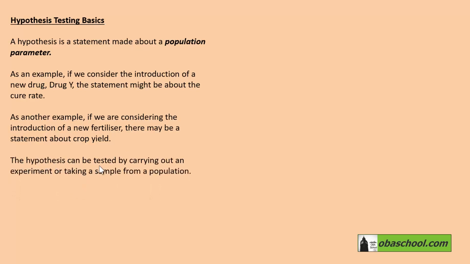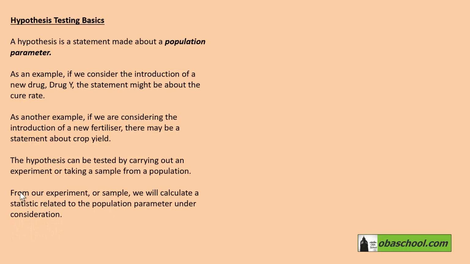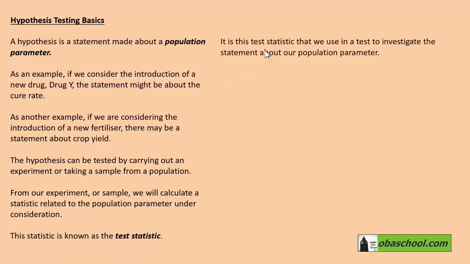The hypothesis can be tested by carrying out an experiment or taking a sample from a population. From our experiment or sample, we will calculate a statistic related to the population parameter under consideration. So up here, cure rate or crop yield. This statistic is known as the test statistic. It is this test statistic that we use in a test to investigate the statement about our population parameter.